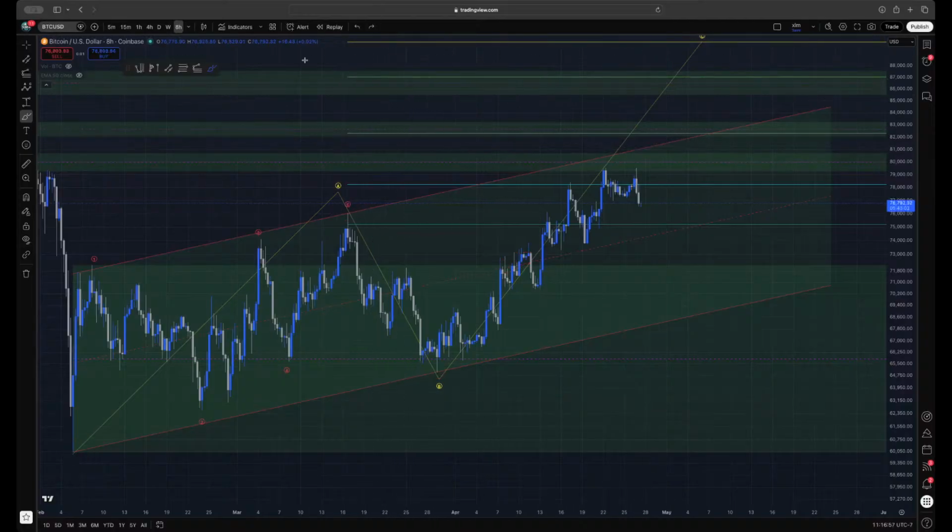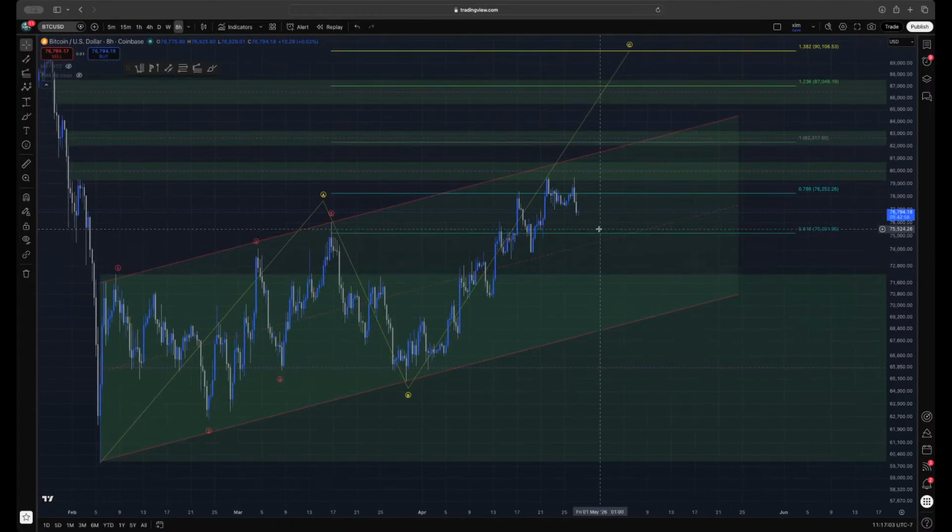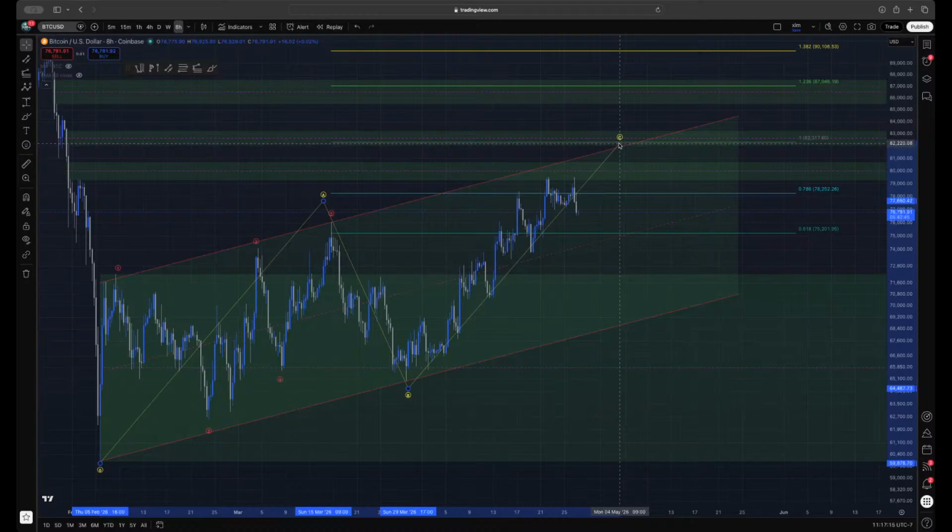So not only are we biased to move up again due to the channeling techniques employed by Jeffrey Kennedy, but we're also kind of liquidity biased towards the upside, as well as the trend-based fib extensions for the minimum C wave target in an ABC to 82,317. So do keep in mind, we could really see some strong moves up from Bitcoin, right?